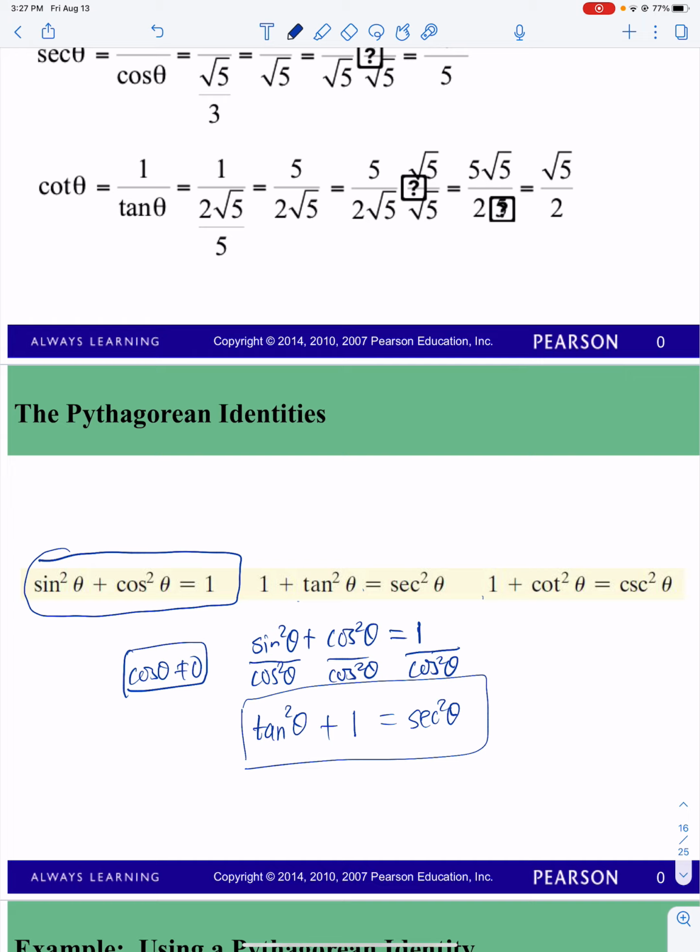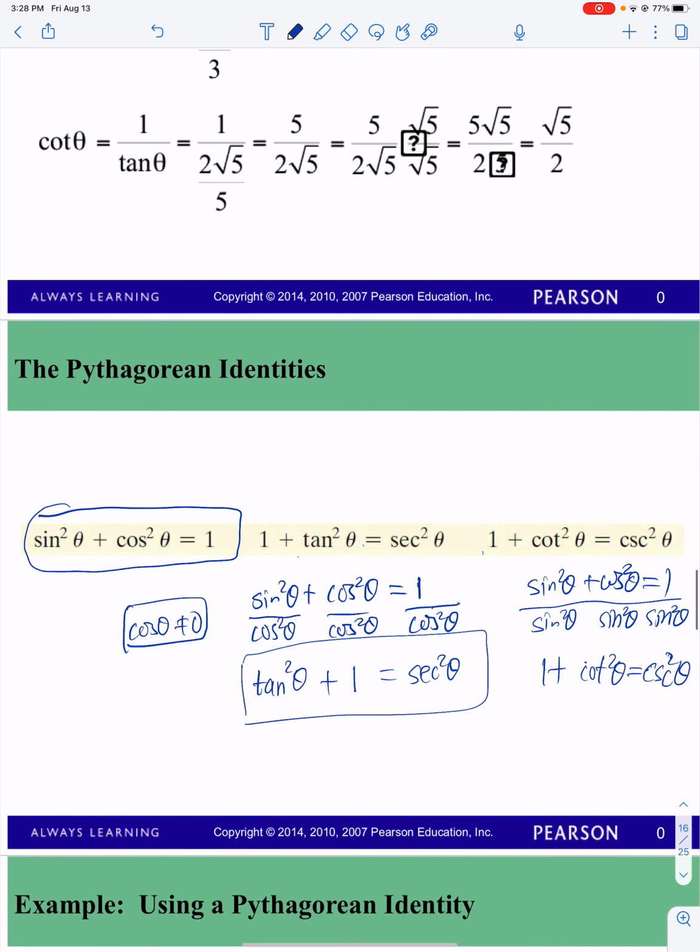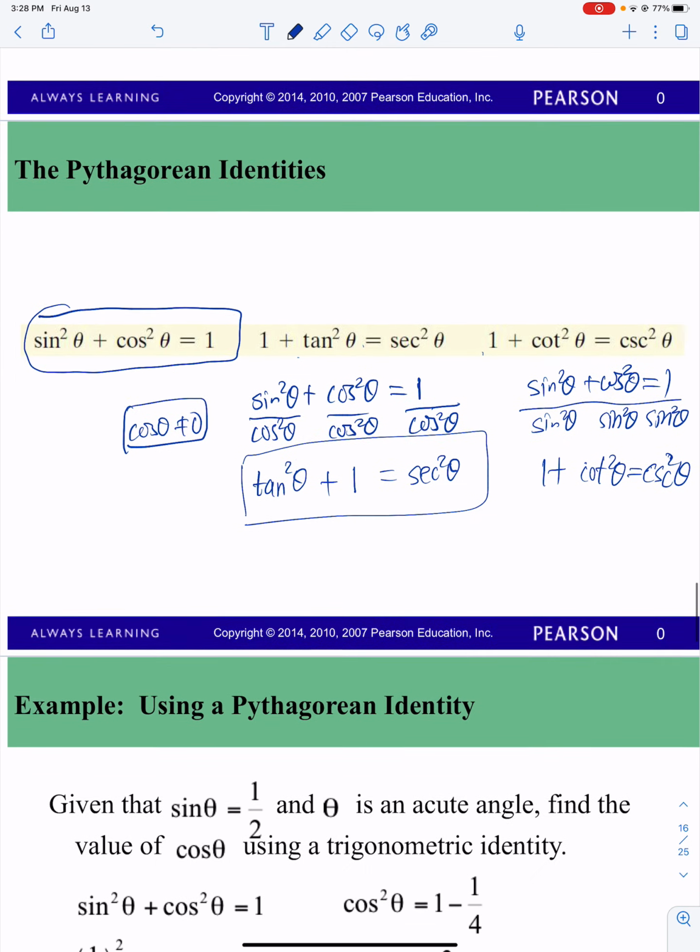And similarly, if sine square plus cosine square equals 1, you divide by sine square everywhere, and you will have 1. Cosine over sine is what? Cotangent. And 1 over sine is what? Cosecant square. Okay, these Pythagorean identities are very important too. Later on we will use them.